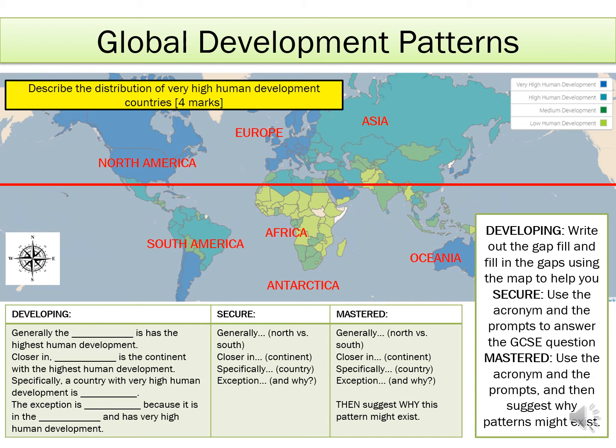If you are doing secure, I just want you to use the acronym and the prompts to answer the GCSE question. If you are doing mastered, I want you to do the same as secure, but I also want you to suggest why this pattern might exist. Why is it that those countries, those continents that you have identified are more developed than those that you have not? Have a go at that now, and remember it is worth 4 marks.